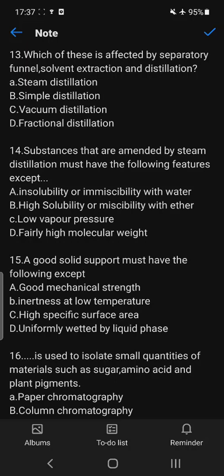Number 15, a good solid support must have the following except: A, good mechanical strength. B, inertness at low temperature. C, high specific surface area. And D, uniformly wetted by liquid phase. The answer is B. It ought to have been inertness at high temperature.